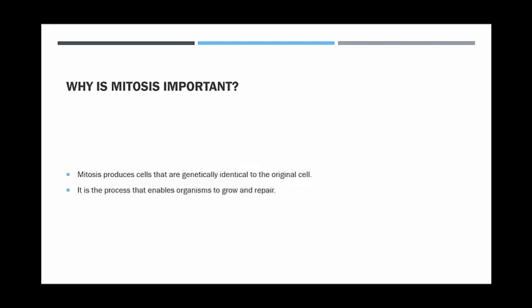So why is mitosis important? Well, it produces cells that are genetically identical to the original cell, which is useful because it enables us to grow and repair without showing differences in our genetic structure.